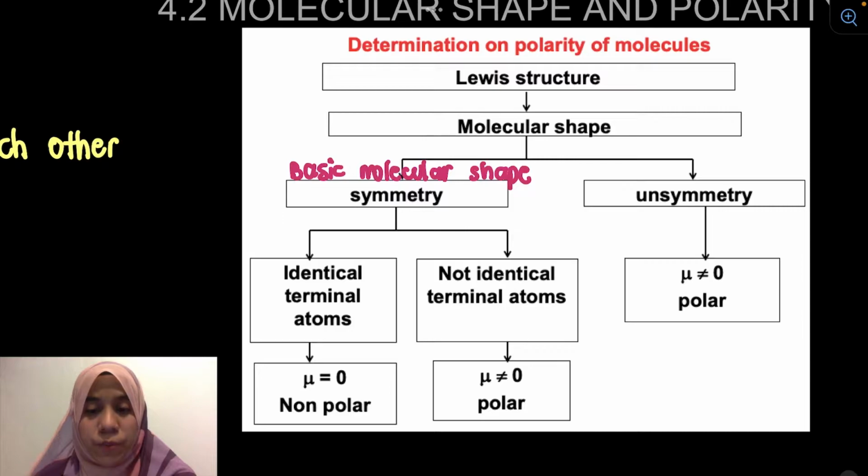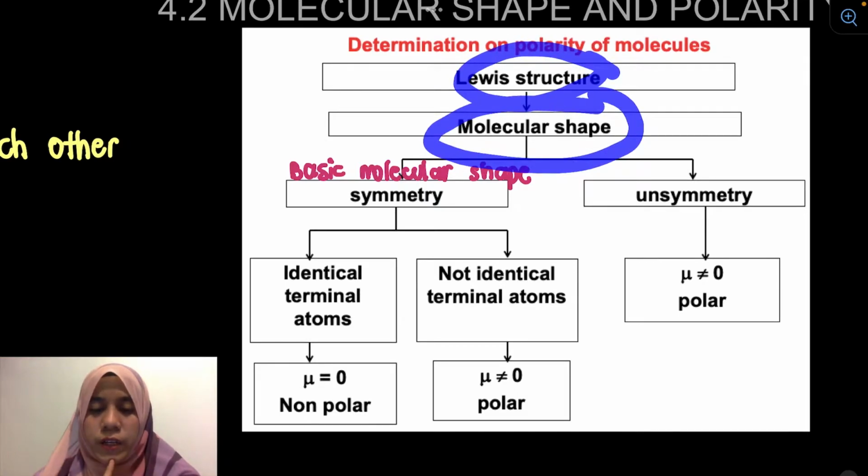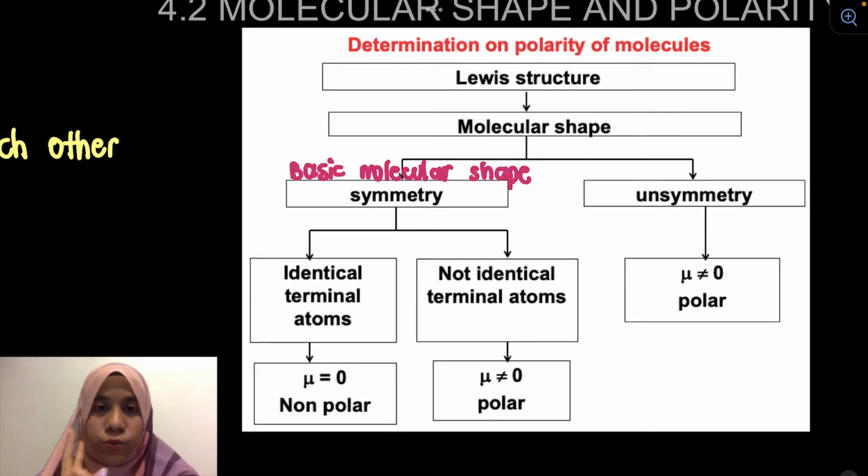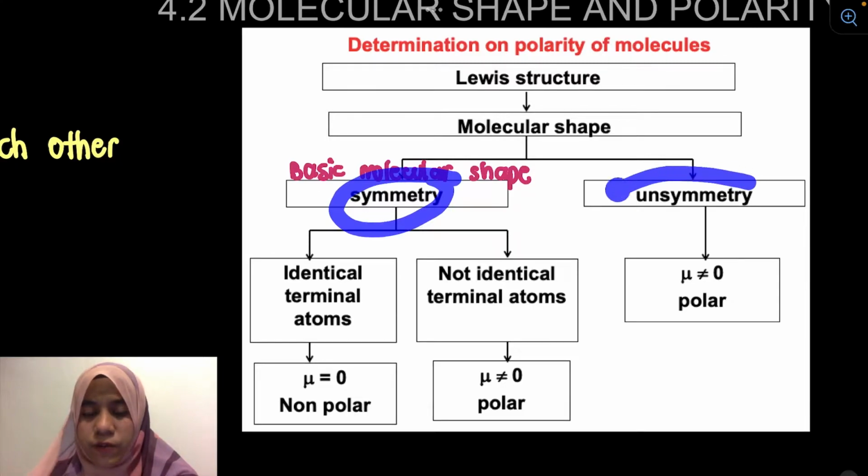To determine the polarity of the molecule, first what you have to know is the Lewis structure. Even though for some of the questions I have written down the Lewis structure for you, it is very important for you to try it yourself. Then from there you should know your molecular shape. Molecular shape is divided into two: symmetry and unsymmetry.